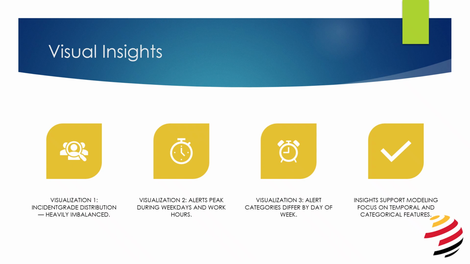Before jumping into modeling, some visualizations from the data were reviewed. The exploratory analysis provided several key insights. The focus was on checking the distribution of the incident grade, alert ID, and the weekend features. These visual cues highlighted the importance of including temporal and categorical features in the machine learning pipeline.